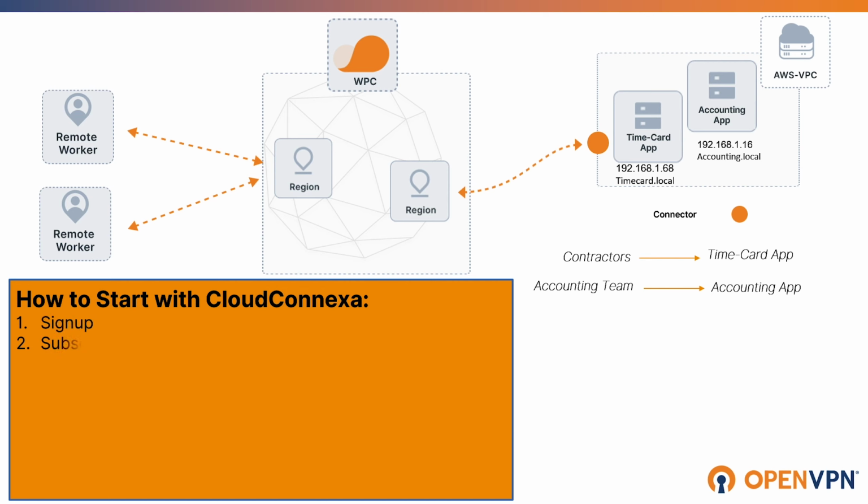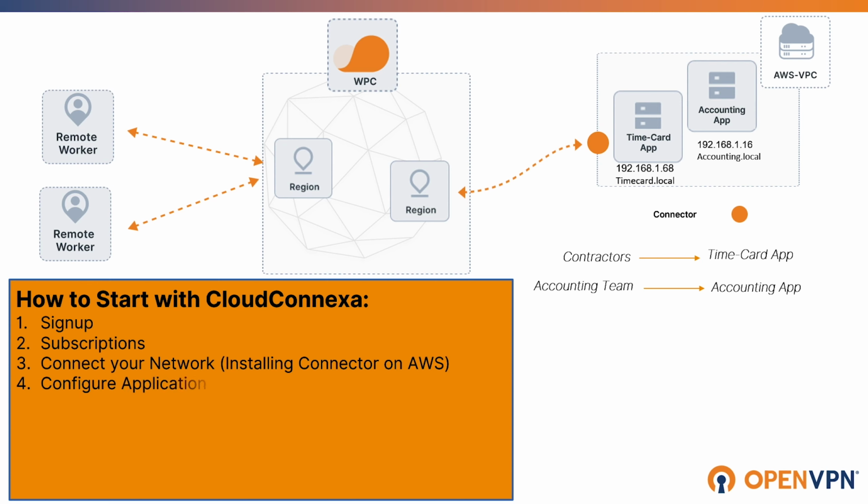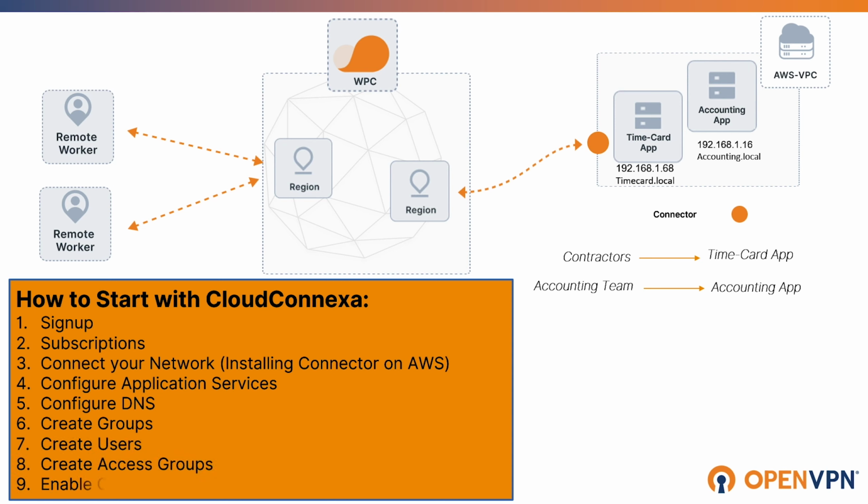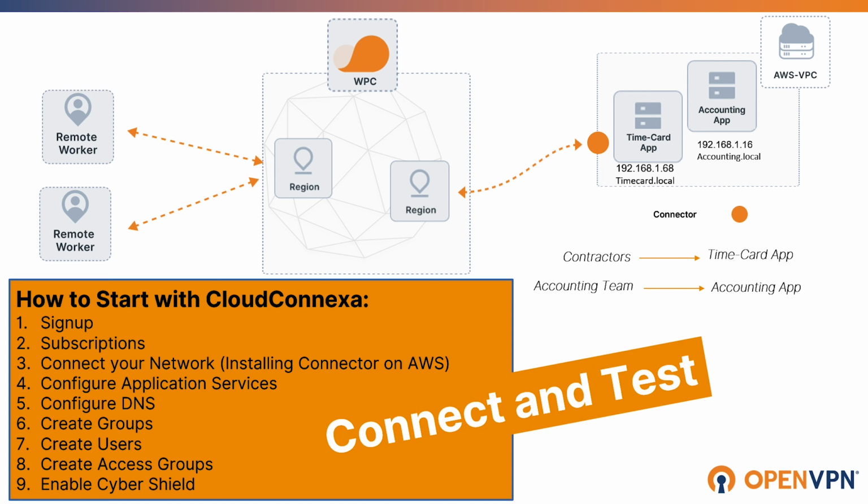The steps that we need to take, we're going to look at from the beginning. First, we need to sign up for CloudConnexa. Then we're going to look at the subscriptions. Then we're going to connect our network by installing a connector on AWS. Then we're going to configure application services, DNS, create groups, create users, create access groups, and enable Cyber Shield. And at the end, we're going to connect and test.